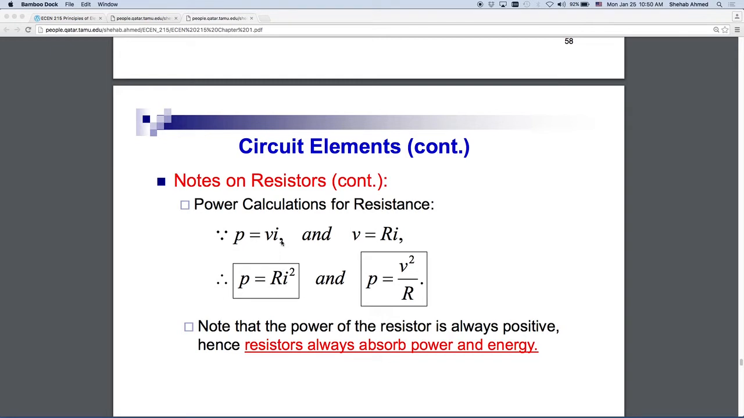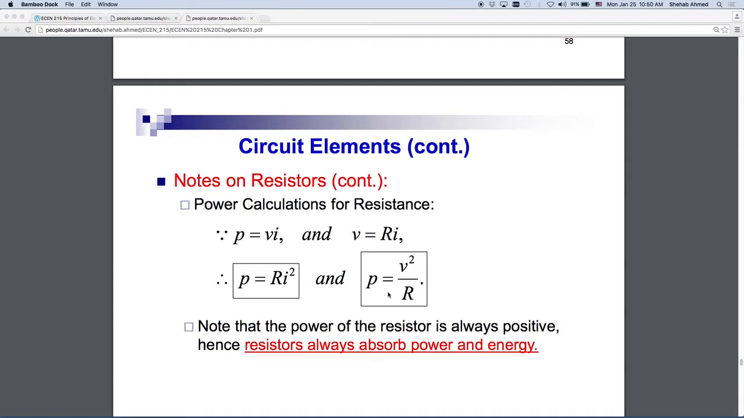equation. Right, so if I substitute for V in this equation, so I remove the V equals R times I, and so I end up with R times I squared, right? Or if I solve for I, I have I equals V over R, so I substitute for I over here, so I end up having P equals V squared over R. Right, so there are many ways to write the power equation depending on what variables you have.